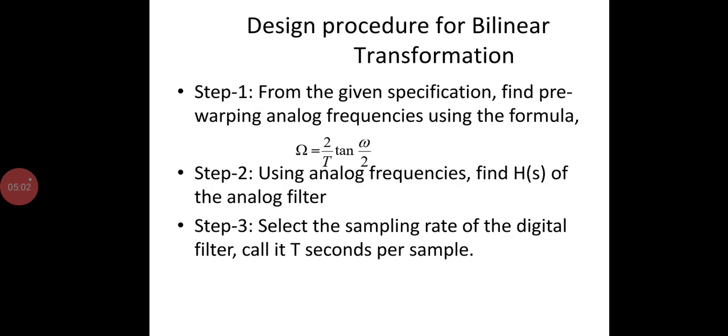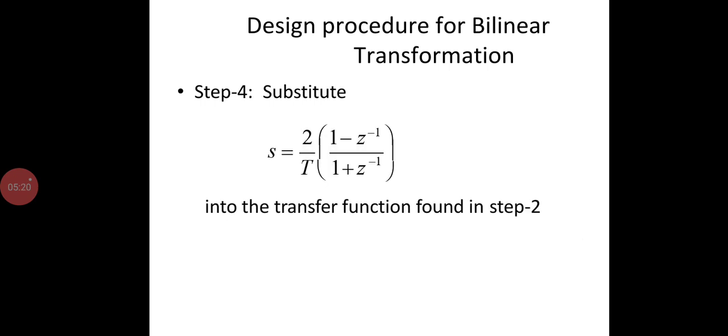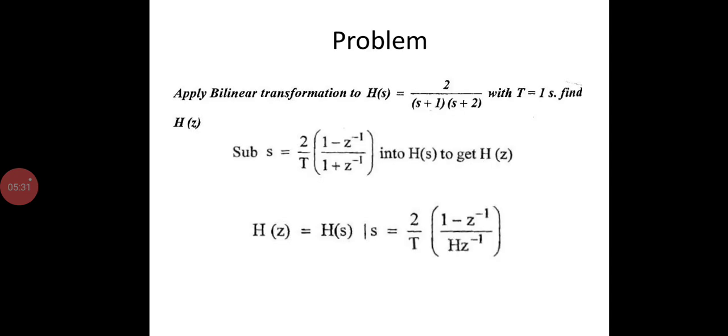The design procedure for bilinear transformation is: first step, from the given specification, find the pre-warped analog frequency omega. Second, find the value for H of S, that is the analog transfer function. Next, select the sampling rate of the digital filter, that is T seconds per sample. Finally, after finding H of S, replace S by 2 by T, 1 minus Z inverse by 1 plus Z inverse, in the second step. Finally, we get the value for H of Z.